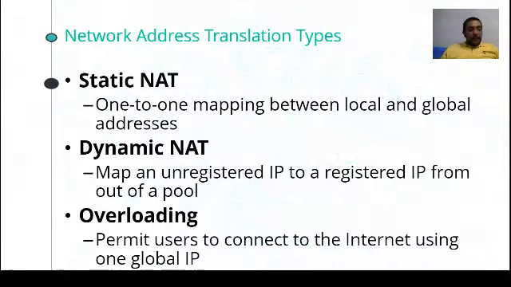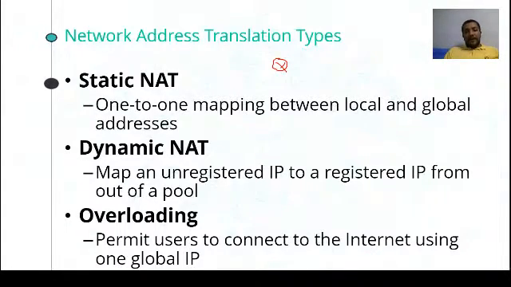Okay, so these are the most common NAT options that we have. The first one is what we call the static NAT, one-to-one mapping yan between local and global addresses. Okay. Next one is what we call the dynamic NAT, map of an unregistered IP to a registered IP from out of a pool. Okay, and then we also have overloading, which permit users to connect to the internet using one IP.